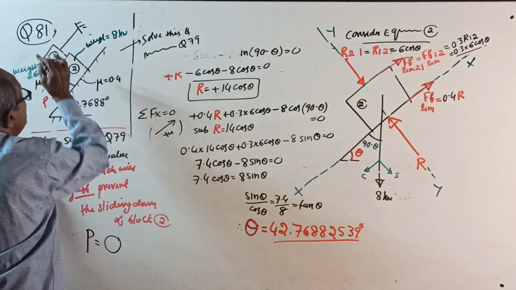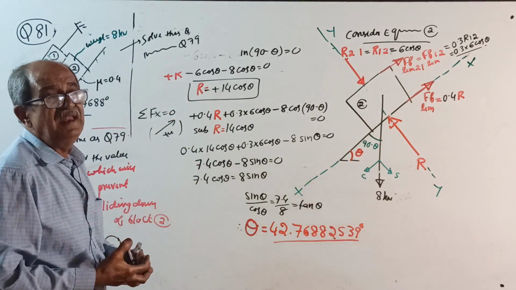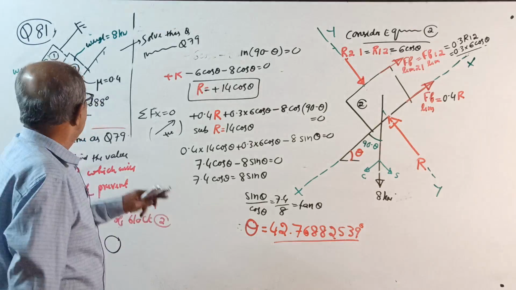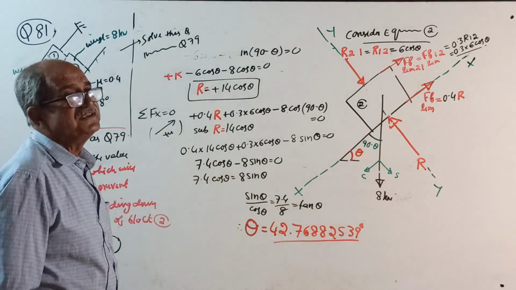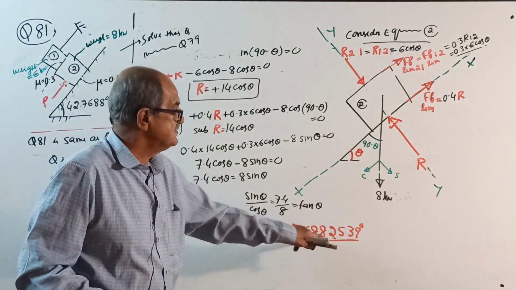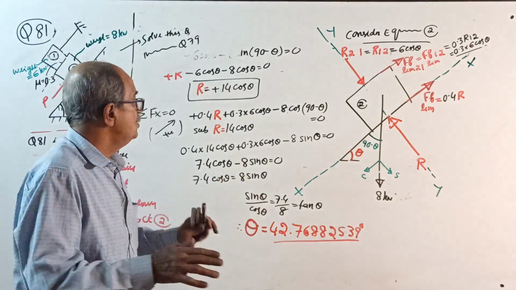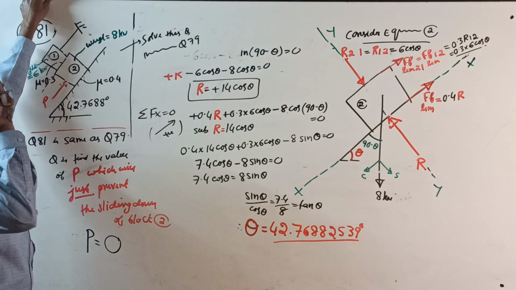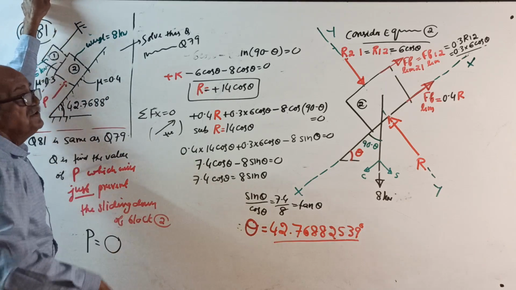So question 81 is actually question 79, where I have given 60 degree there, I changed to 42.7688 degrees because I wrote this answer. But anyway, for you, no one should ask, sir, how you got that angle? It is none of your work. I told this angle. Sir, why such a decimal?